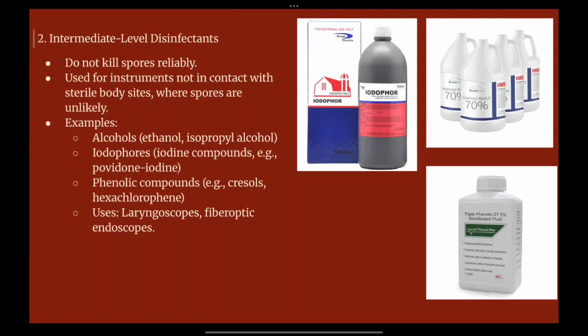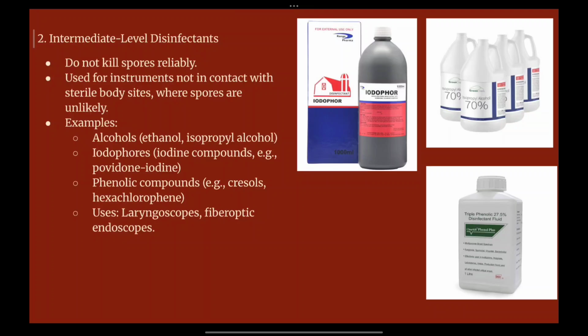Intermediate level disinfectants do not reliably kill spores. These are used for instruments which are not in contact with sterile body sites, that is, not invasive or touching the blood spaces or mucous membranes. Here spores are unlikely, and some examples of intermediate level disinfectants are alcohol, ethanol, isopropyl, iodophors, which are iodine compounds like povidone iodine, the copper-colored liquid that you see in sterilization, and phenolic compounds like cresols and hexachlorophene.